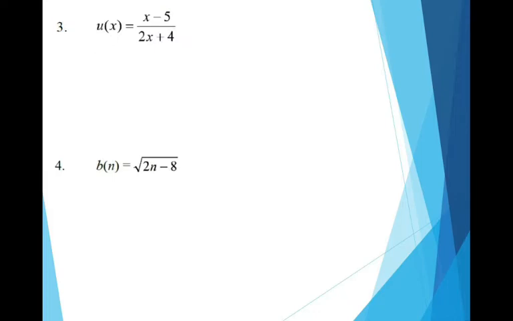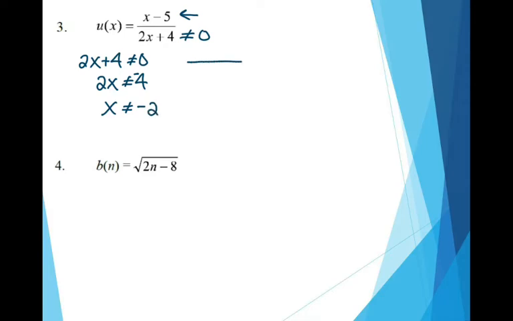Number 3, I have a rational function. Rational functions give us issues with domain because we cannot divide by 0. So essentially, this denominator cannot be 0. My numerator, on the other hand, can really be anything. That's not going to give us any sort of issues. It's just the denominator that we are going to focus on since we can't divide by 0. So 2x plus 4 cannot be 0. I'm going to solve this to find exactly which value of x we cannot have. I'm going to subtract 4 from both sides. That gives me 2x cannot be negative 4. Divide by 2. So x cannot be negative 2.